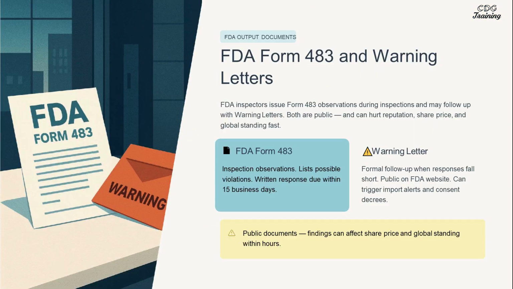FDA inspectors issue Form 483 observations during inspections, which may lead to warning letters. These documents are crucial as they can affect a company's reputation and market standing.